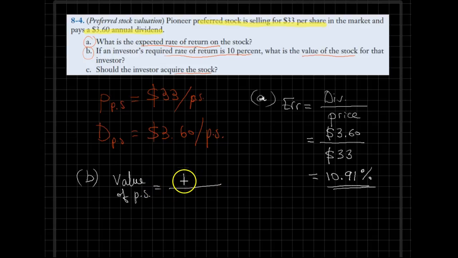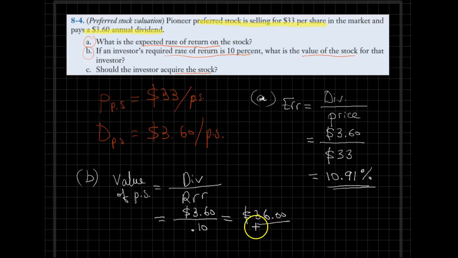Now for the second part of the problem, part B, the value of the preferred stock would be simply equal to the dividend amount again, but this time divided by the required rate of return, and just plugging in the givens in the problem. So $3.60 for dividends, the required rate of return in this particular example being 10%, that would actually require no calculator at all. That would give us $36, and we would be done with the second part as well.